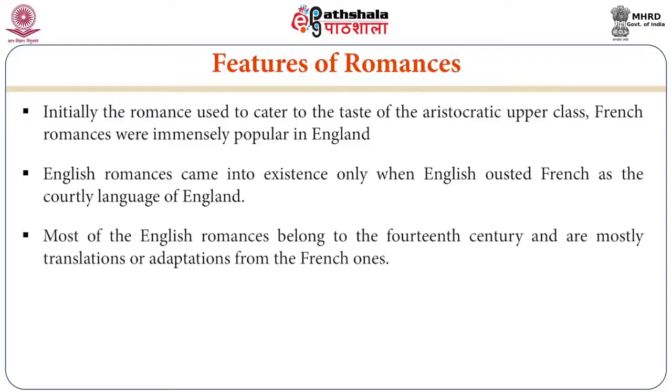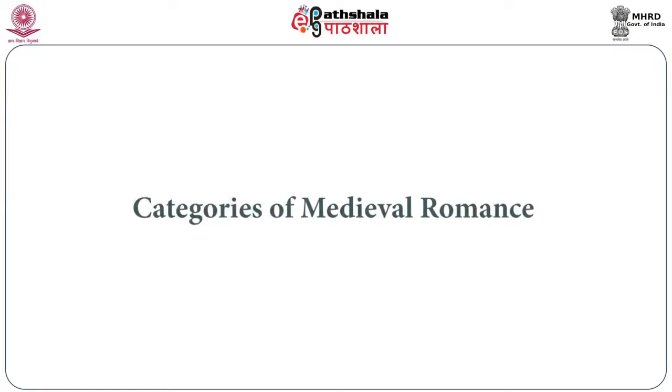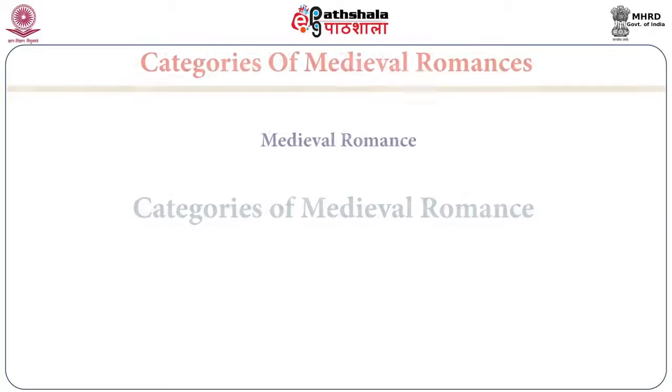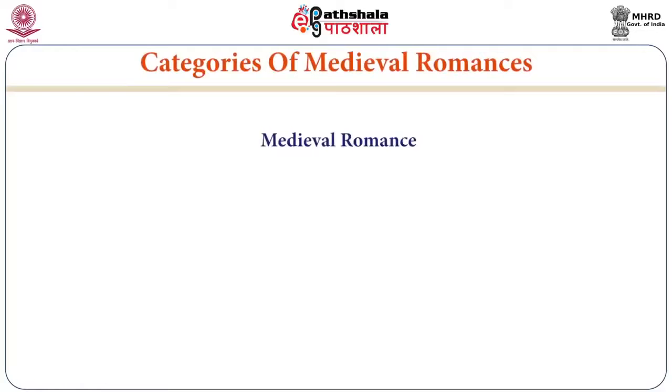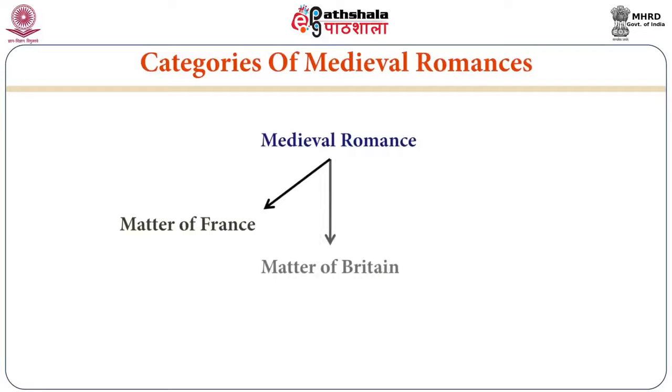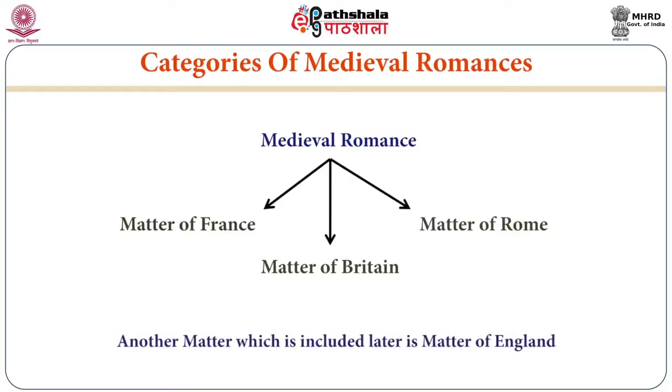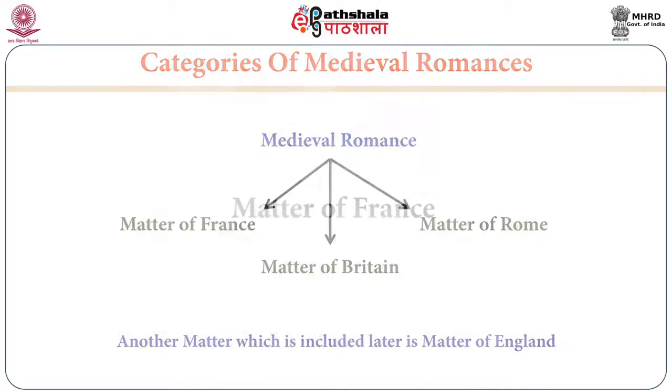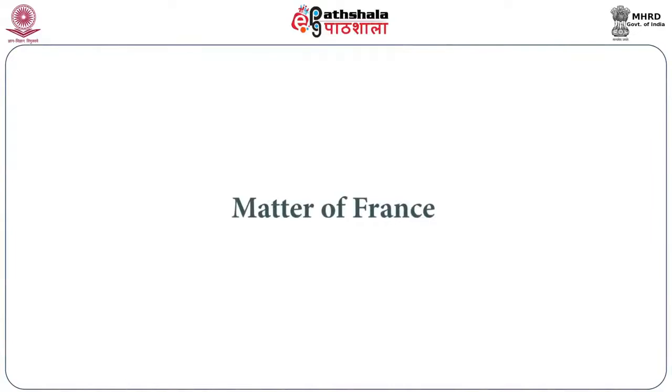Friends, now let's talk about the divisions or categories of romances that we have. Medieval romances are divided into three broad heads. Number one, matter of France. Number two, matter of Britain. And number three, matter of Rome. Another matter which is included later is matter of England.